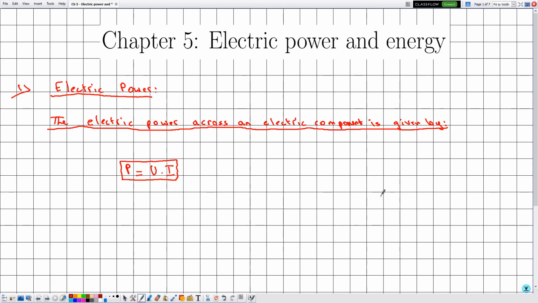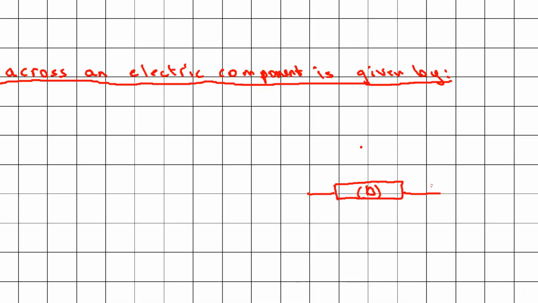For example, consider here that we have an electric component, independent of the nature of this electric component. And suppose that the voltage across this electric component is given by U, for example, say 12 volts, and the traverse current, which is I, is equal to 1 ampere. Then we can calculate the electric power, which is given by P is equal to U multiplied by I.